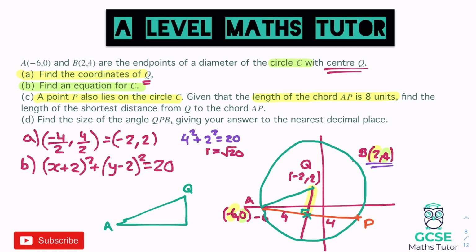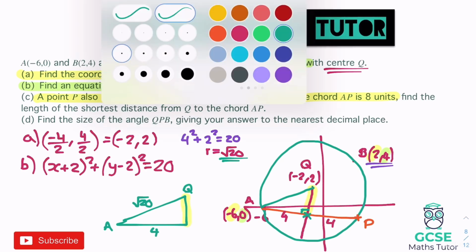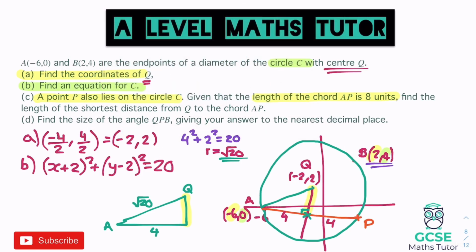Now at the moment we've got some of the lengths. We've got this length here, which is 4, and we also have the length of the radius, which is up here. We've got root 20. So we know that this length here is root 20, and we're trying to work out the length of this line just here. So straight away we can use a bit of Pythagoras to do that, and that's going to be nice and easy for us.